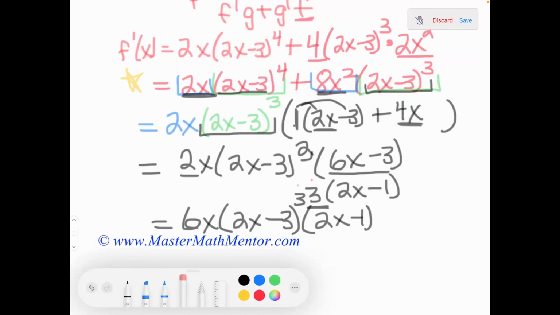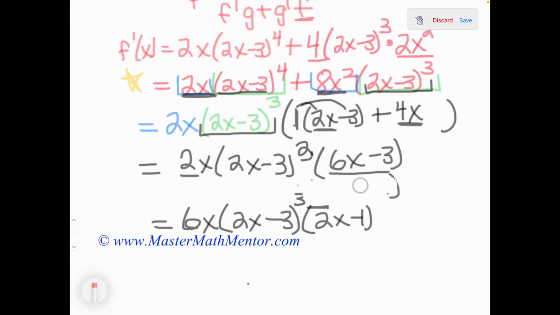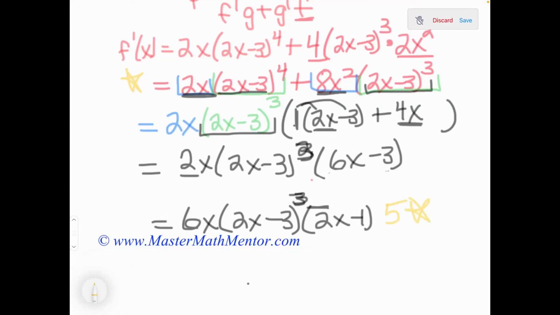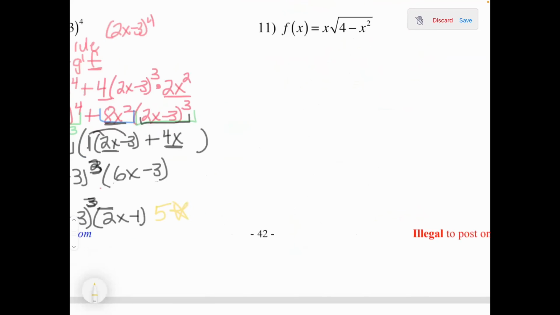And I factored the 3 out here, so I'm just going to erase that. That was just an intermediate step to show us where we had factored that out. And that should be a 3. And this one right here should also be a 3. So now when we're talking about answers, like what is this answer? This would be our 5-star, completely simplified answer.